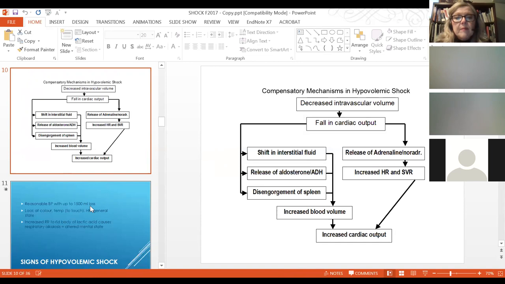Coming along this left side, you're going to see a shift in the interstitial fluid. So fluid's going to be reabsorbed due to release of aldosterone and ADH. And then you're going to have this disengorgement of the spleen. So if the spleen holds a lot of fluid, it's going to actually liberate that. So there's more intravascular volume, which will increase blood volume and increase cardiac output. So our body, as I mentioned, has wonderful redundancies, wonderful compensatory mechanisms.